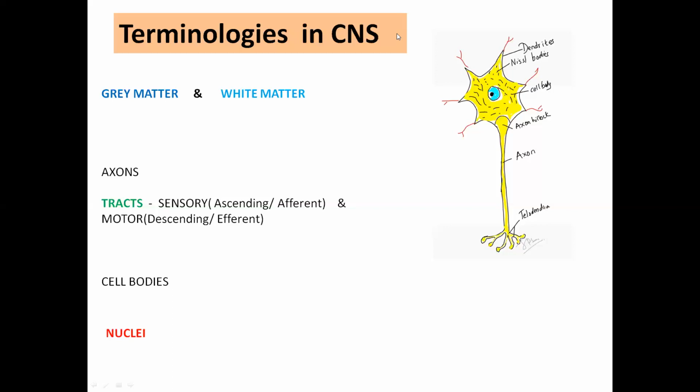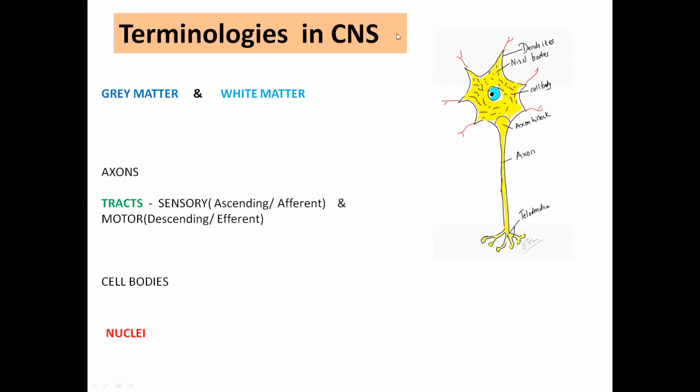Again, in your physiology, you would have learned about ascending tracts and descending tracts. What do you mean by ascending tract? Ascending tract consists of nerve fibers that carry the sensory information from the receptor through the spinal cord, and finally they reach the sensory cortex of the cerebrum. The descending tract consists of motor fibers that descend down from the motor cortex of the cerebrum via the brainstem and the spinal cord, and finally innervate the effector organ, that is the skeletal muscles.